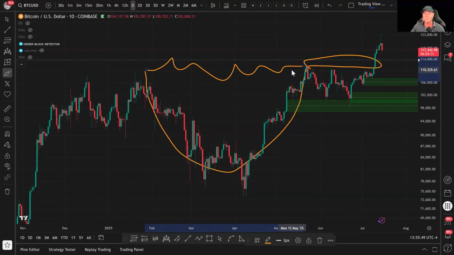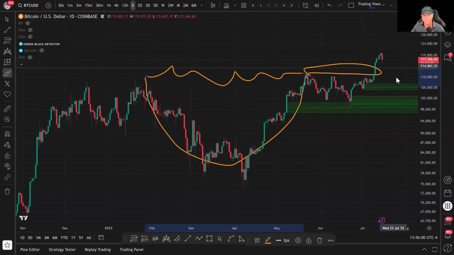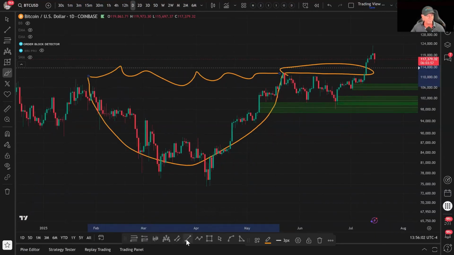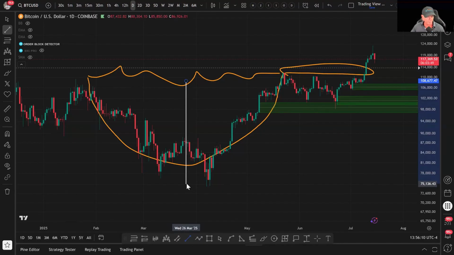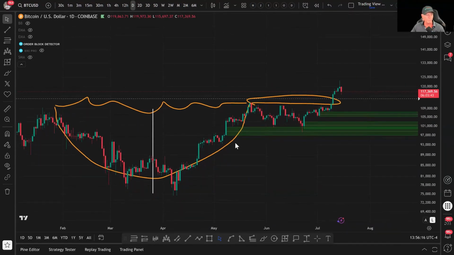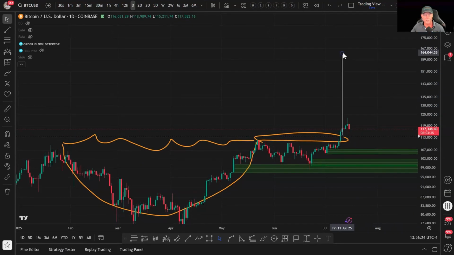I learned this 25 years ago, by the way. The old school stuff never goes away. So that's the cup and the handle. When you break above the handle, that's when it goes. That's partially why that thing popped and the shorts got annihilated. The measured move from that is the top of the pot to the bottom. I could have drawn that better. That is the bottom of the pot. Generally after the breakout, that's how high it'll go. So I put that there, and where do we see that going? That goes to 164,000. I think we can get there.